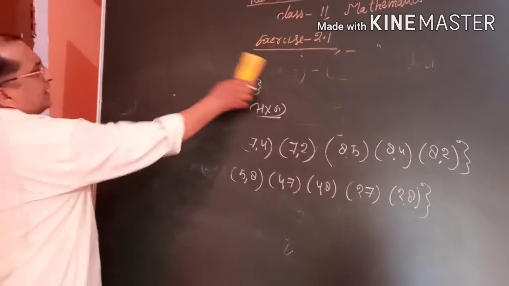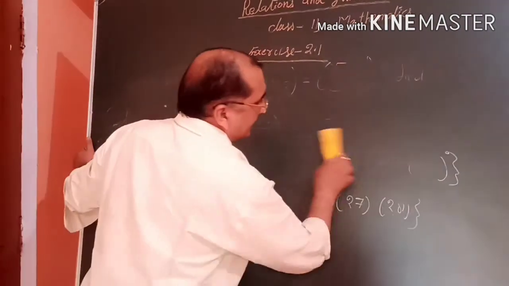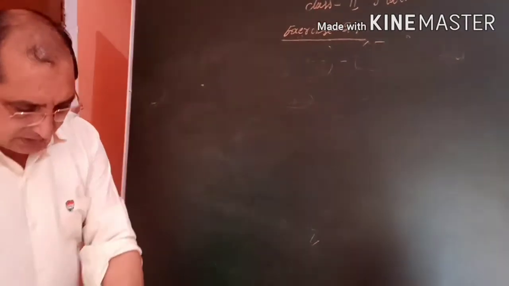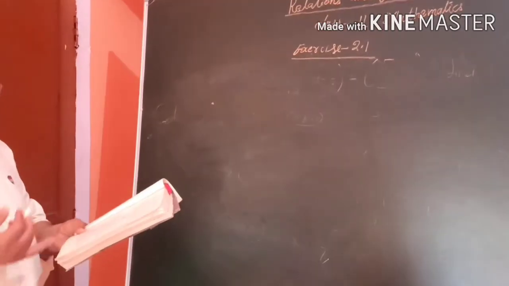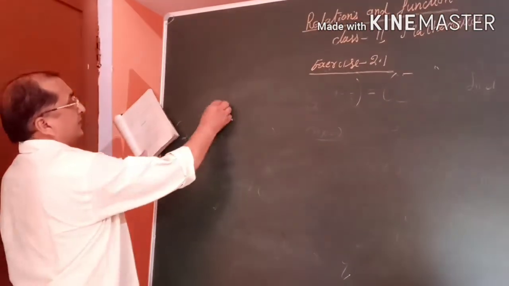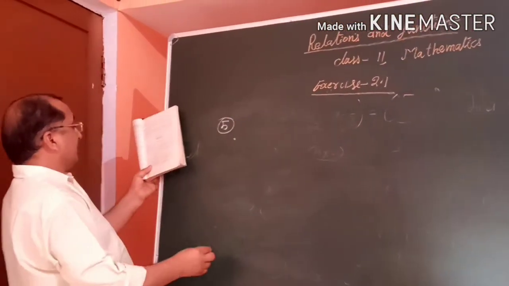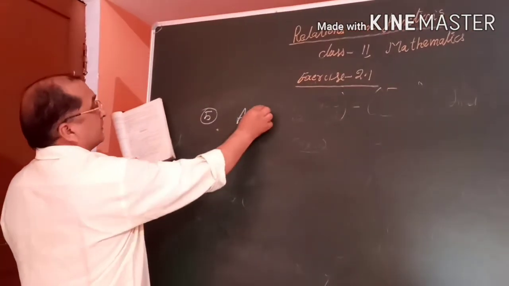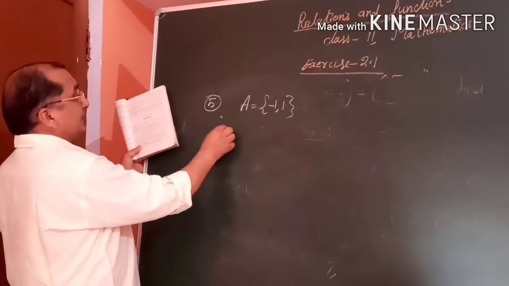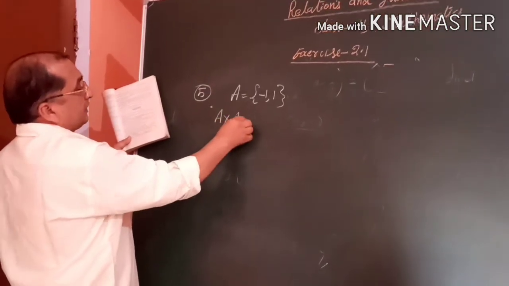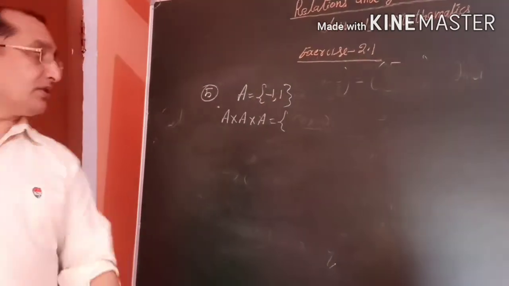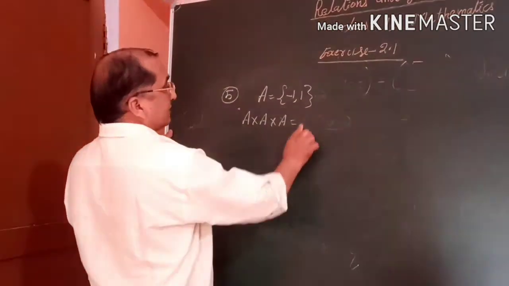In the same manner, some more questions have been given and you can solve some of them. But I am taking one more question given in the book. These are simple ones you can solve. I am solving question number 5. Now see, if A equals minus 1, 1, then we have to find A cross A cross A. What will come for A cross A cross A?